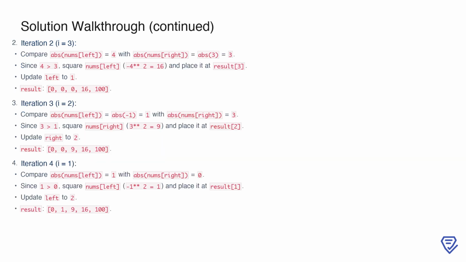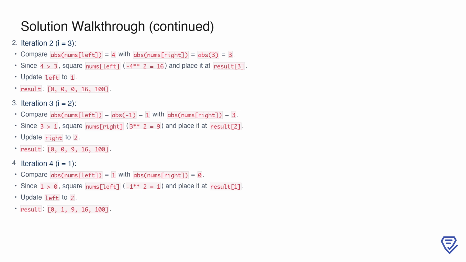Next, in the second iteration, we compare the absolute values of nums[left] and nums[right]. Here, abs(-4) is 4, and abs(3) is 3. Since 4 is greater, we square -4 to get 16 and place it in the second to last position of result. The left pointer is then moved inward, pointing to the next element. Now, the result array is 0, 0, 0, 16, 100.